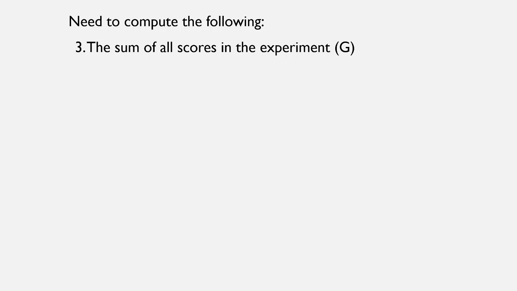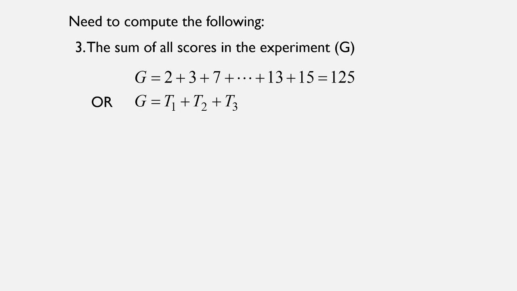You're additionally going to need to sum up all of the scores in the experiment overall, regardless of group. We're going to call this G, meaning grand total. So this is just the sum of all of your scores individually, or the sum of all of your total scores individually. Either way, this G means the sum of every single individual score in your data set.